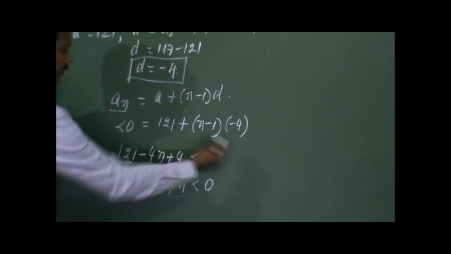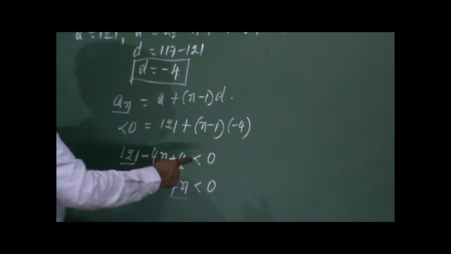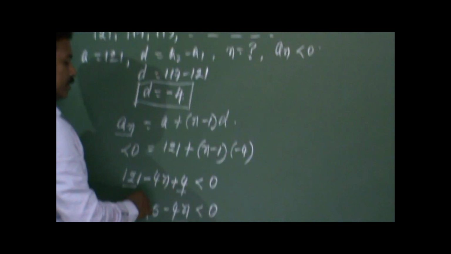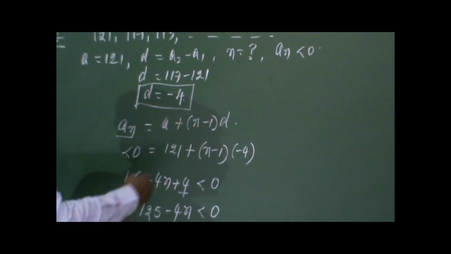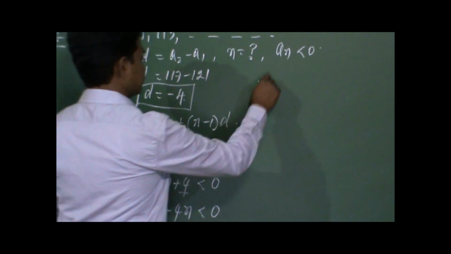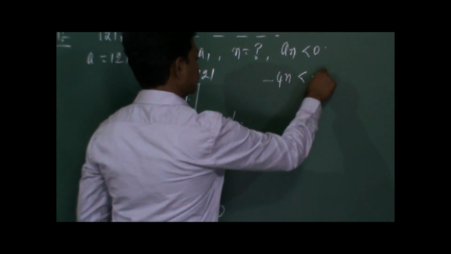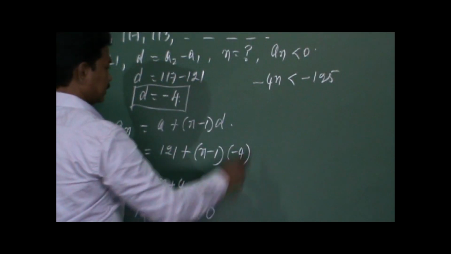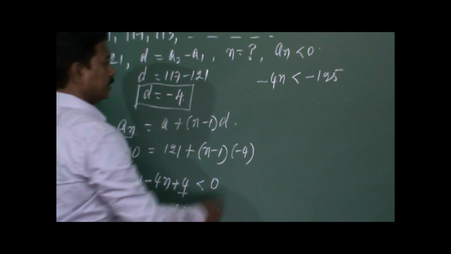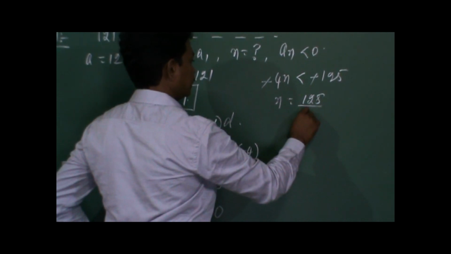So transpose this 125 to the RHS. Consider this greater or lesser sign as an inequality. The rules we follow when an equals sign is between LHS and RHS, the same rules we follow for inequalities also. So minus 4n is less than minus 125, it is getting transposed. That is, minus 4n is less than minus 125. Here minus and minus cancel. So n is equal to 125 by 4.